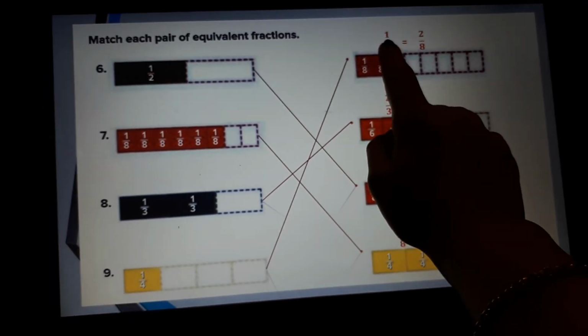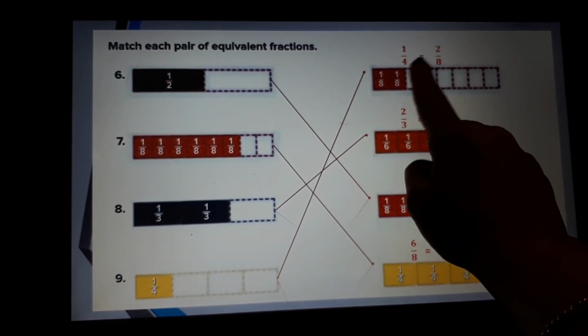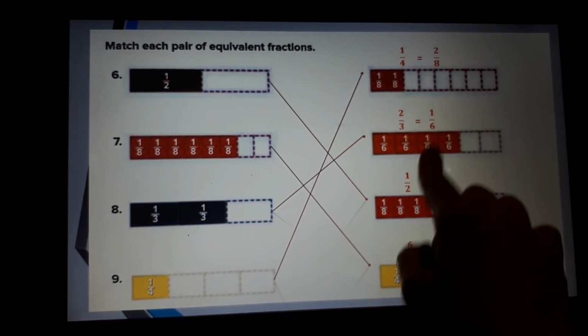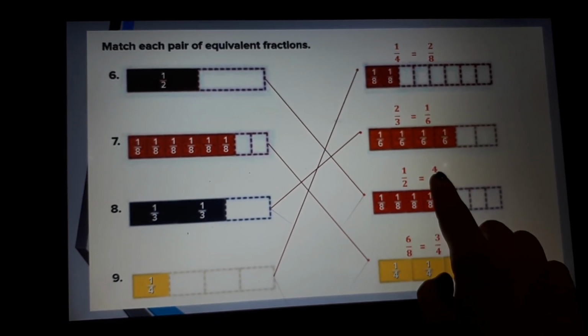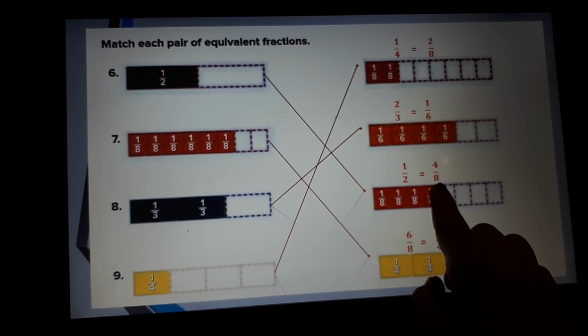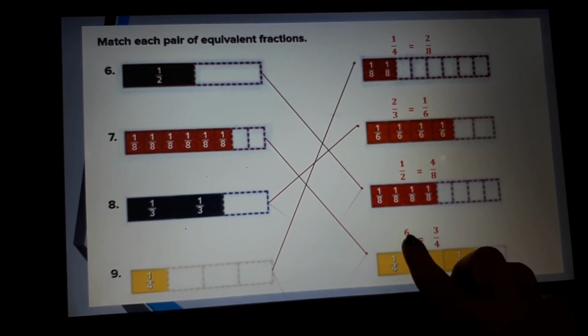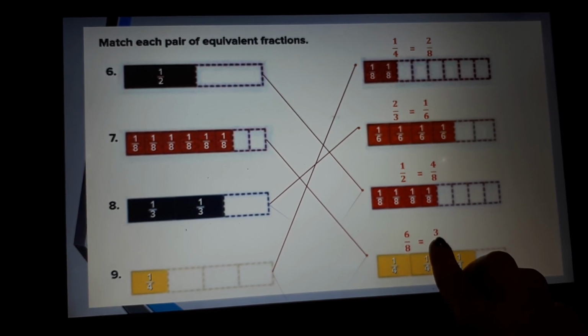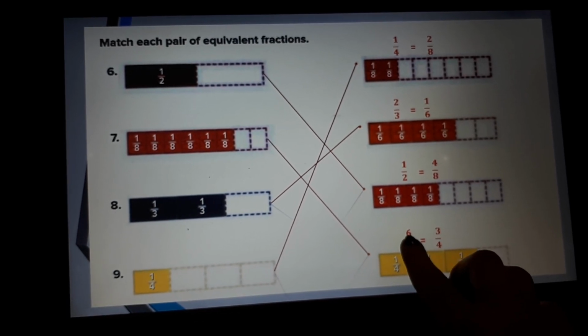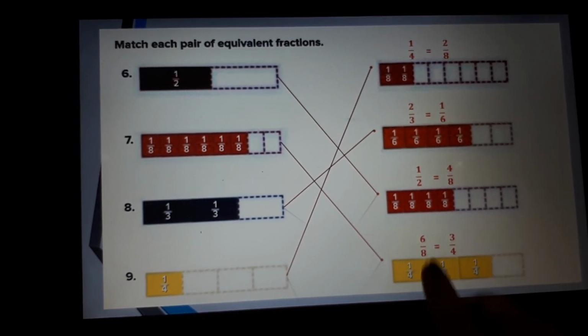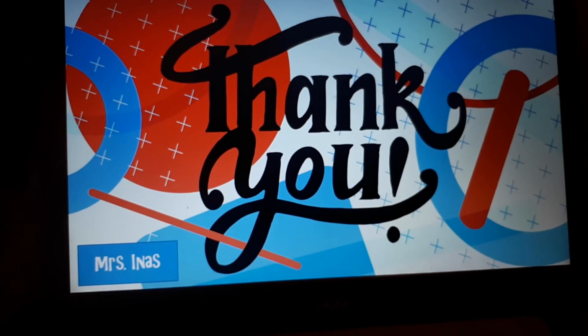So look here. 1 times 2 equals 2. 4 times 2 equals 8. 1 times 4 equals 4. 2 times 4 equals 8. 6. 3 times what equals 6? 3 times 2 equals 6. 4 times 2 equals 8. Thank you.